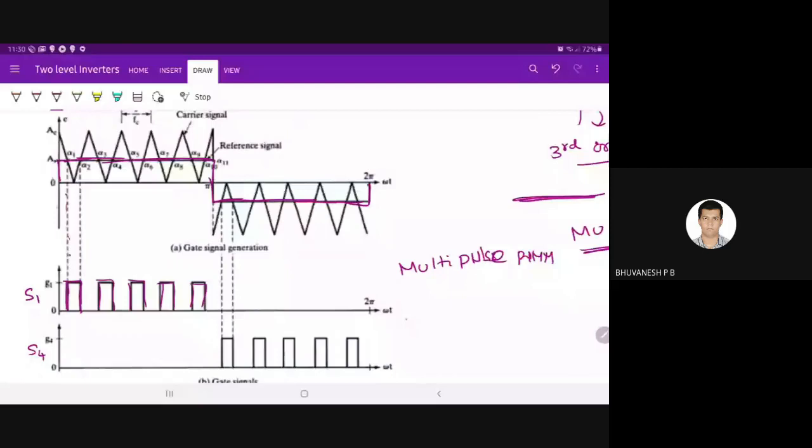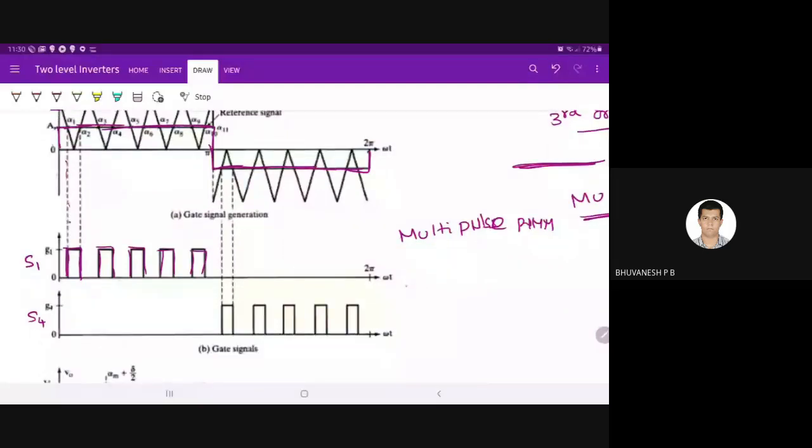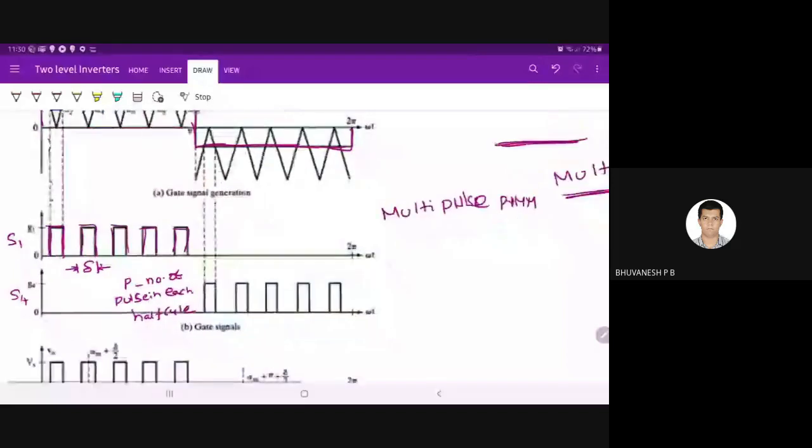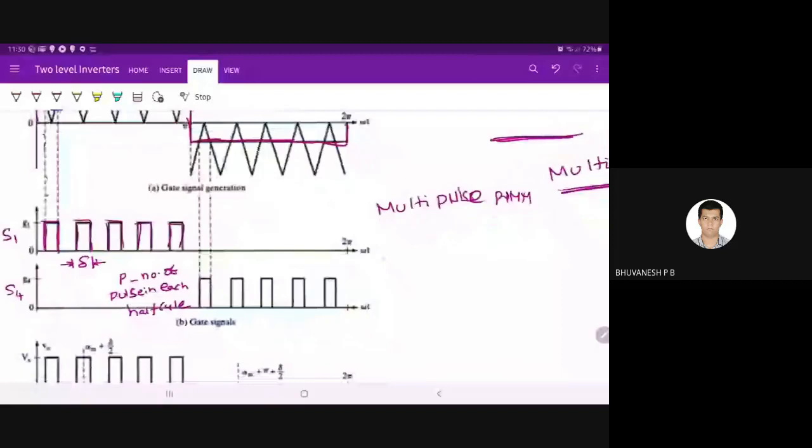If we assume that the width of each pulse is delta, and we have p number of pulses in each half cycle, what is the output voltage RMS value? Can anyone tell? Square root of P delta by pi into Vs.